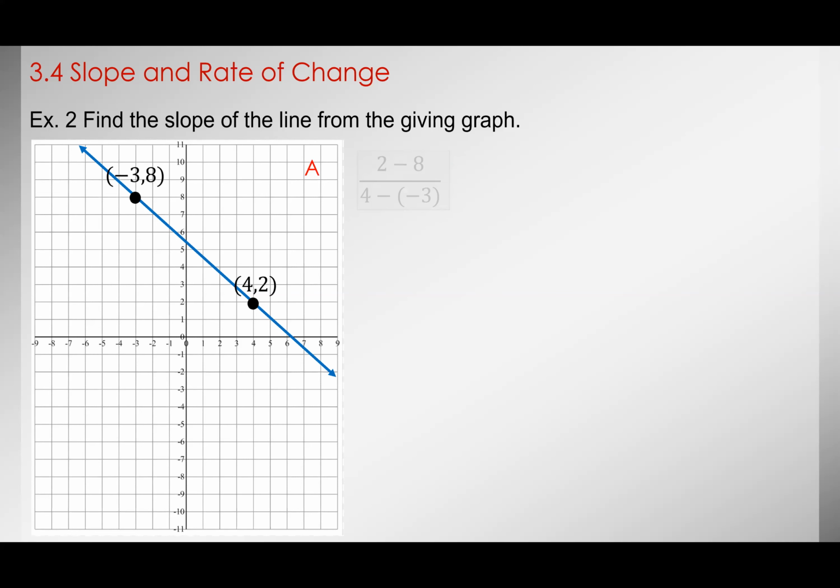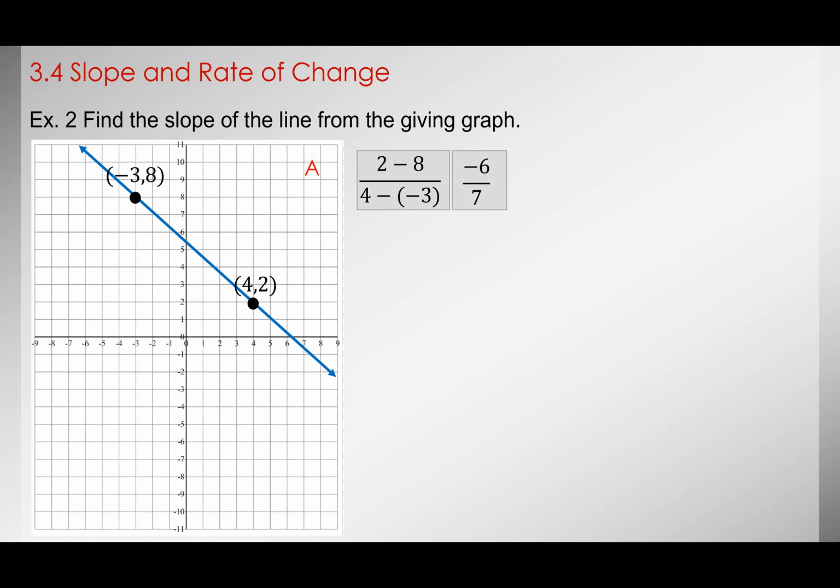And if you're using the formula, it's my y2, which is 2, minus my y1, which is 8, divided by 4 minus -3. 2 minus 8 will give me -6. And a double negative will give me a positive, so 4 plus 3 will give me 7. So one way is you can identify the points. Everybody see that I identified these 2 points.